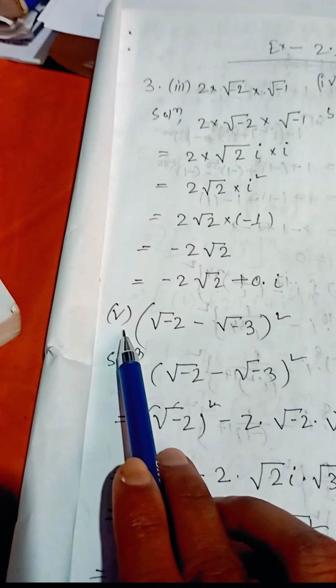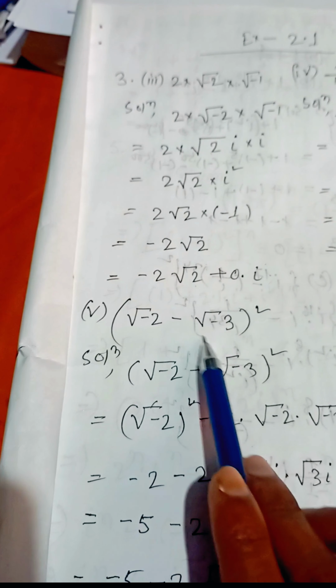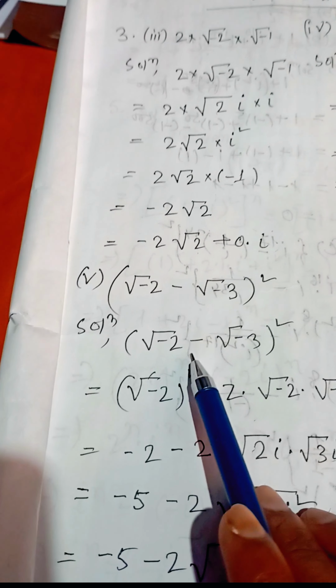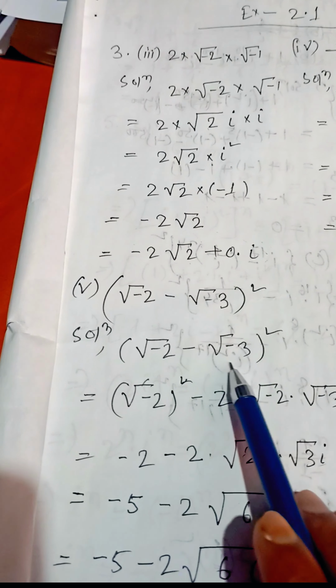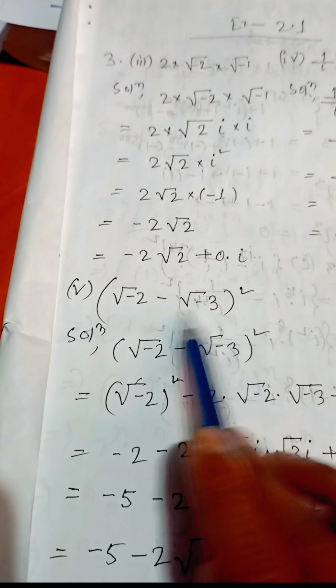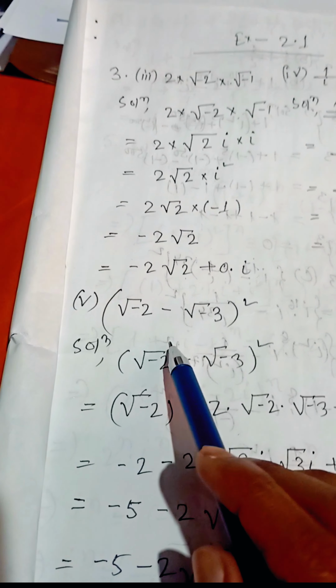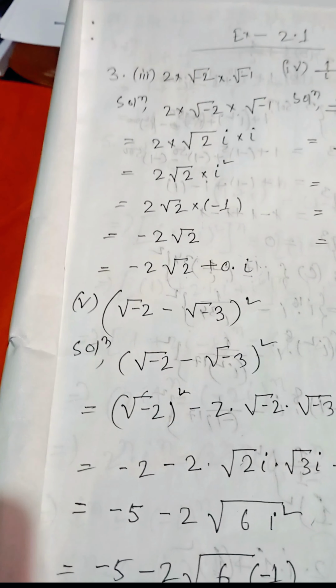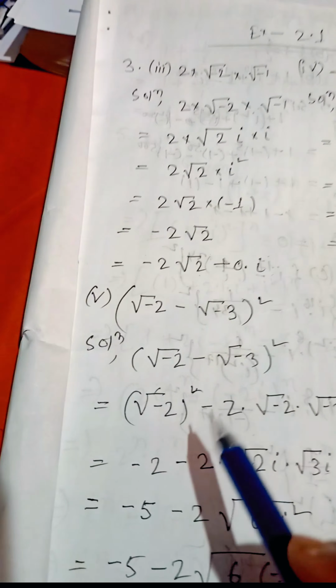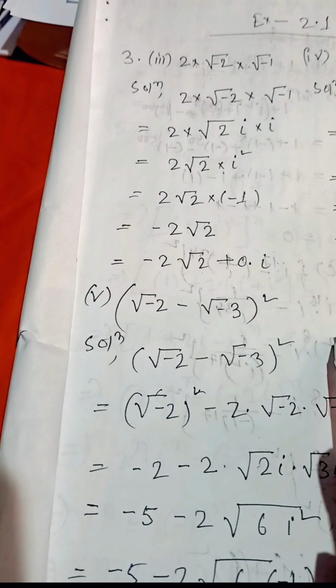Again, now I will discuss question number 3, part 5: minus 2 plus under root minus 3 whole square. So minus 2 minus under root minus 3 whole square. It is the formula of a plus b whole square, or a minus b whole square. Suppose it is a minus b whole square.